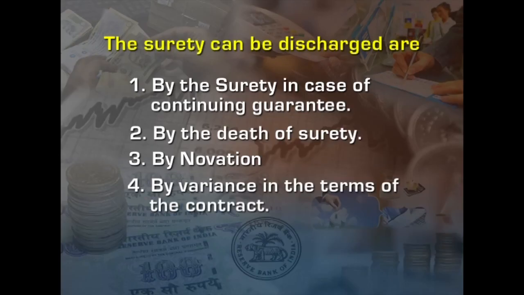4. By variance in the terms of the contract. Under Section 133 of the Indian Contract Act, the surety is discharged from the liability if the contractual terms are varied by the creditor and the principal debtor without the consent of the surety.